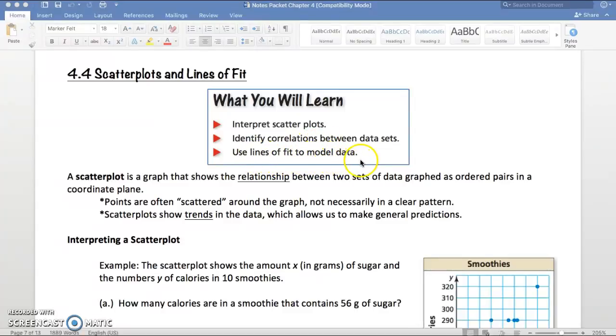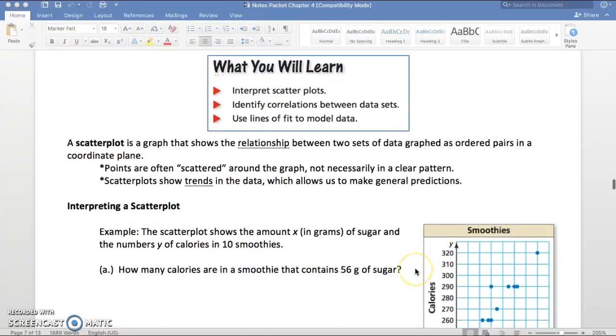to model the data. So before we jump in, let's think about what a scatter plot is. A scatter plot is a graph that shows the relationship between two sets of data graphed as ordered pairs in a coordinate plane. So what that means is a scatter plot is a graph of a lot of dots like we see down here.